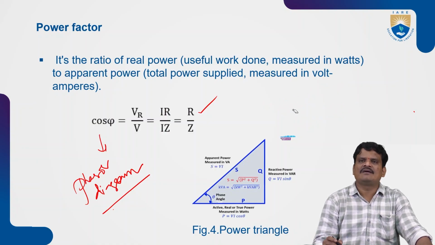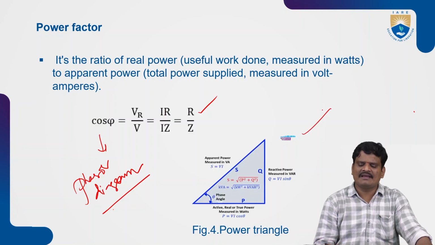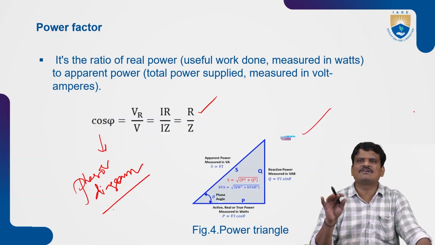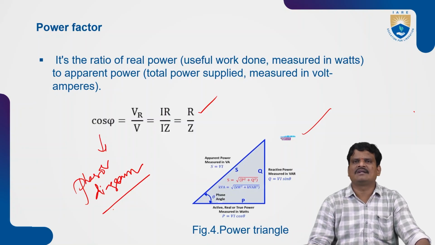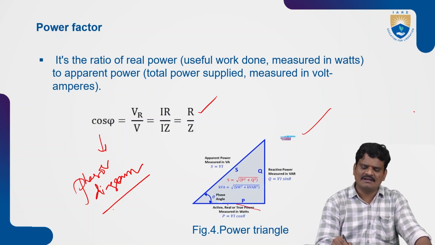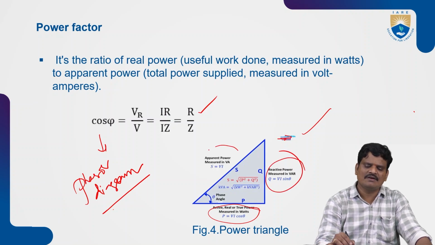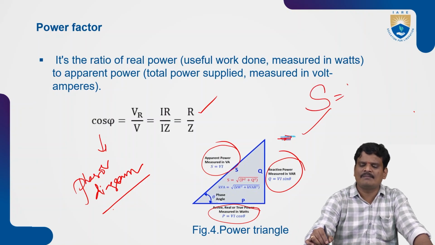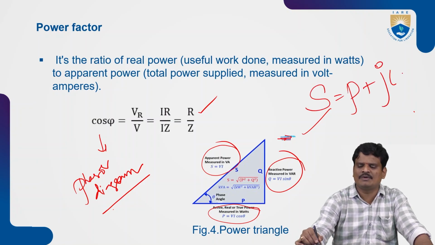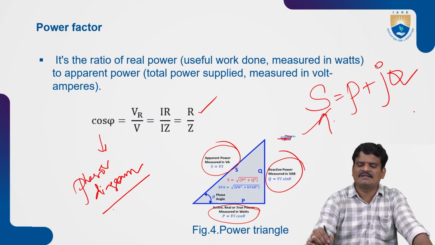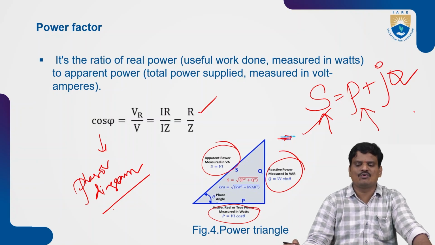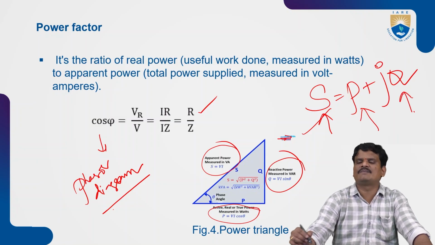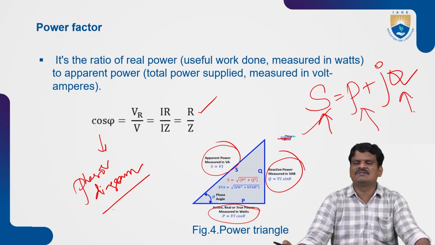Here I am representing a power triangle, where the power triangle is used to represent the different types of power present in a circuit. You can see active power on one side, reactive power on the other side, and the third side is considered the total power or apparent power. We know the general formula for complex power is S equal to P plus jQ, where S is apparent power or total power, P is real power or true power or active power, and Q is reactive power.